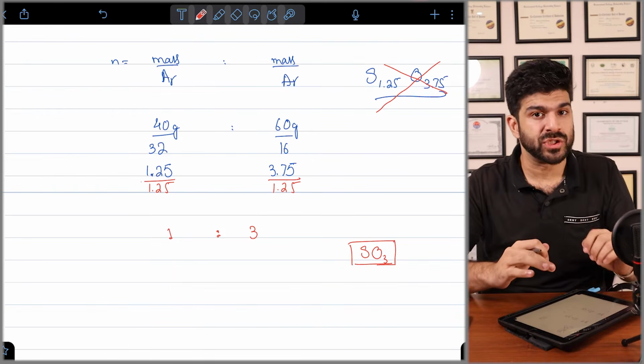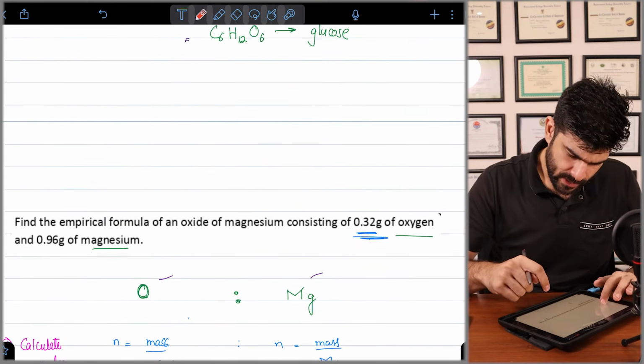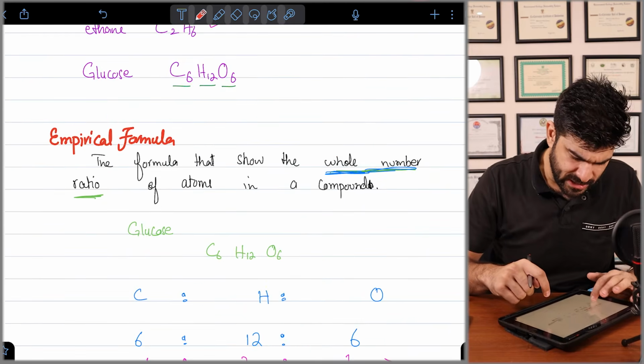Now let's do a proper question here. This is the last question for today. I hope after this one, it will get easier for you.